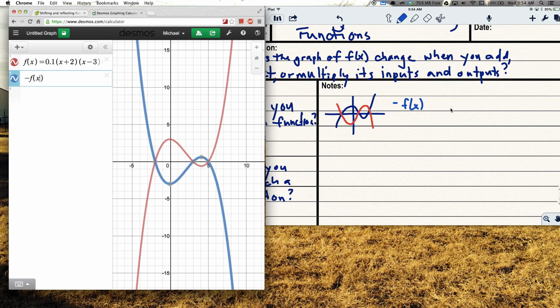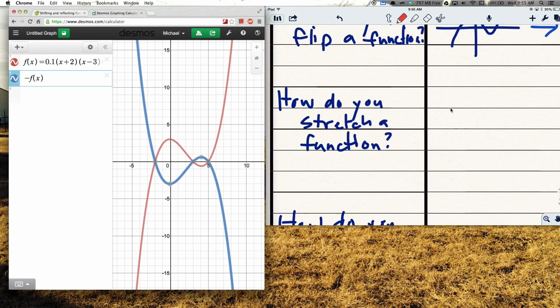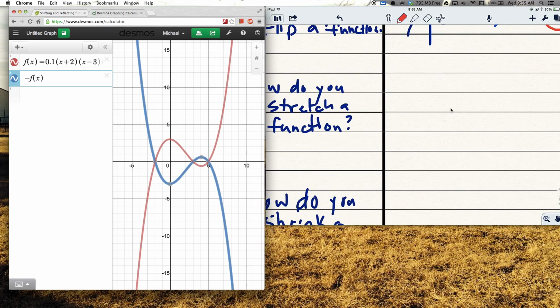And I might be able to make that a little bit more clear here. Let's try this. That's not very good. Here it is. That's negative f(x). Okay. How do you stretch a function? Stretch means, I'm going to put a star here, make it steeper. And that's make it steeper everywhere.